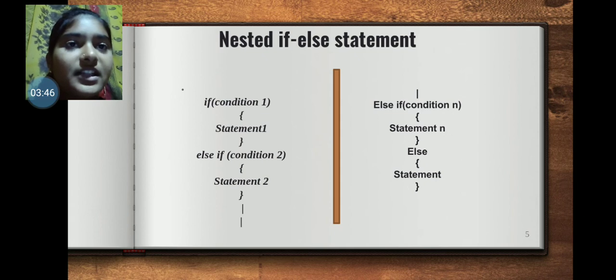See here the syntax, if in brackets condition 1, in curly brackets statement 1, curly bracket close, then else if condition 2, in curly brackets statement 2 and curly bracket close, then else if condition n, in curly brackets statement n and curly bracket close, and lastly we write else in curly brackets statement and bracket close.